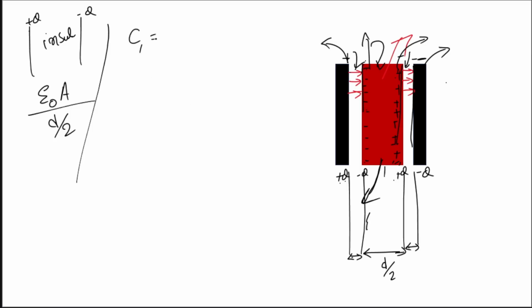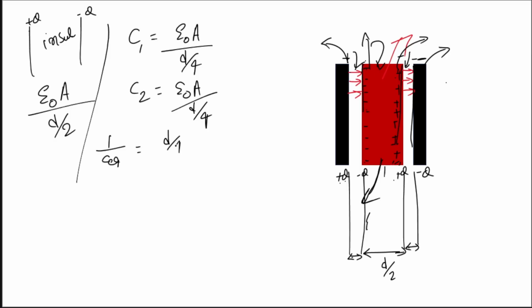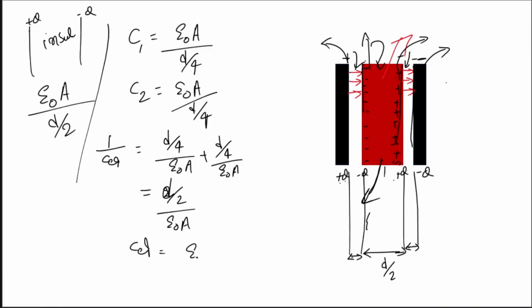So C1 I write, that will be epsilon naught A by d by 4, right? And C2 will be how much? Epsilon naught A, same value, by d by 4. These are in series, so you will combine them accordingly. What will C equivalent be? d by 4 epsilon naught A plus d by 4 epsilon naught A. So this becomes 2 into d by 4, that is d by 2 by epsilon naught A. So C equivalent is epsilon naught A by d by 2, that is what I told you, right? Comparing with C, this is 2 epsilon naught A by d. So this is becoming 2C.